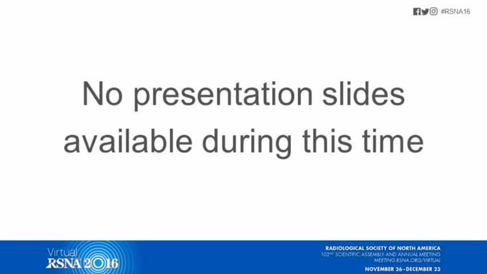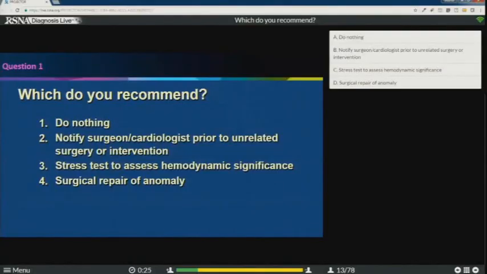First question is, should we do nothing? Notify the surgeon or cardiologist prior to an unrelated surgery or intervention? Stress test to assess the hemodynamic significance of this, or surgical repair of this anomaly? Please answer on your pads.